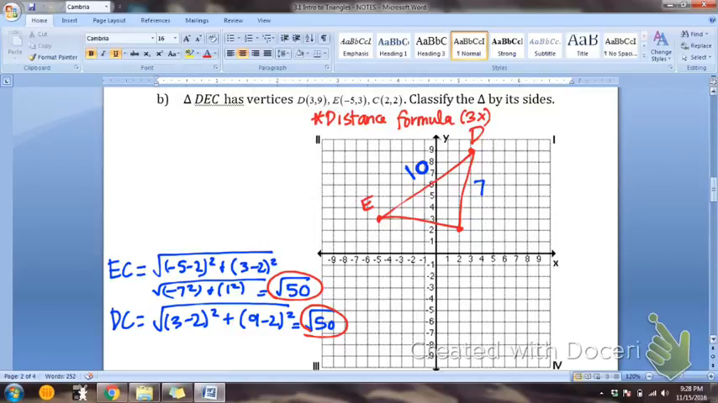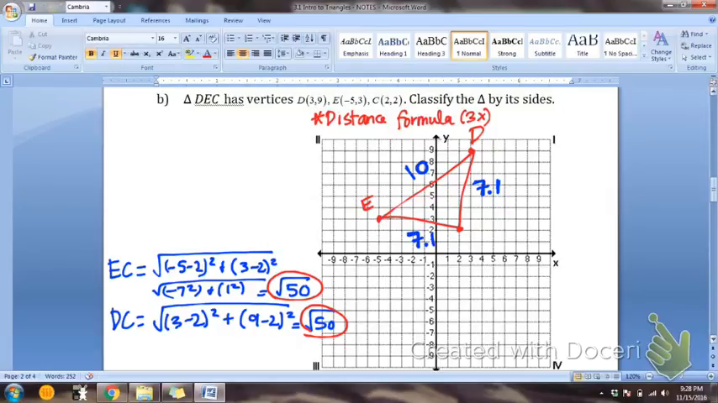Again, I know you can do the distance formula, which is why I'm not making you do it right now in the notes. But the square root of 50 rounds out to be about 7.1, so that's what we're going to put on our diagram, 7.1. So I know that DC is 7.1 and EC is 7.1. So if both of these are 7.1, two sides are 7.1, so two sides are the same.